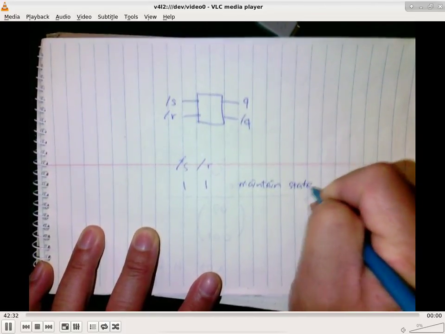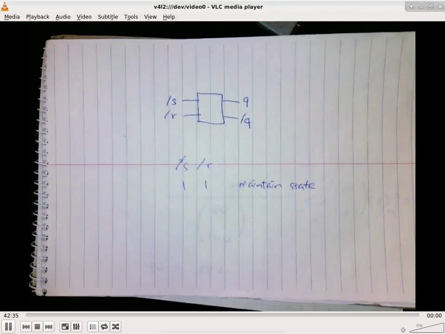This is why a latch is also the smallest and the most rudimentary type of memory device, because when the input is 1 1, you're just saying, okay, whatever Q was before, keep it the same way. Whatever /Q was, keep it the same way. It's maintaining the state of the latch.